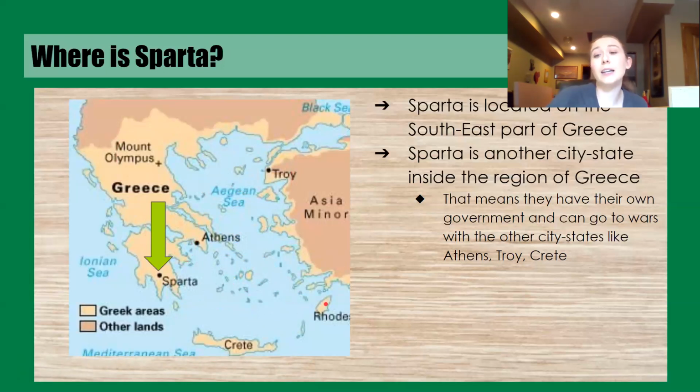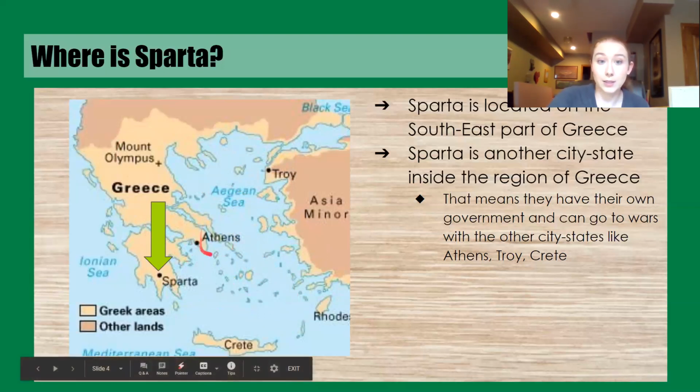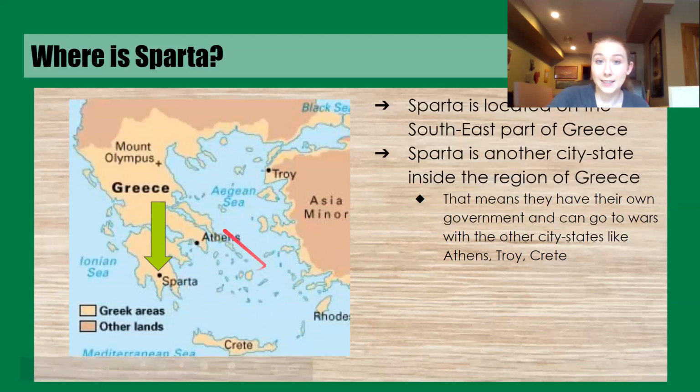And remember, a city-state is a region that has its own government system, and they can go to war with each other. So Athens is a democracy. That's different than what Sparta will be. Athens' democracy does not control what Sparta does. Sparta's government controls Sparta. Athens can go to war with Troy. Troy and Athens are part of Greece, but they can go to war with each other, okay?